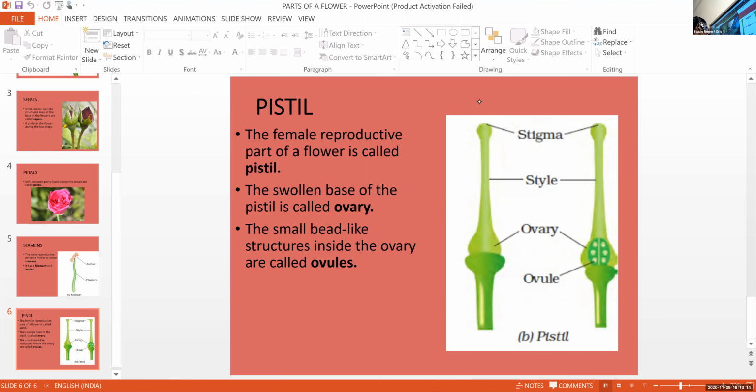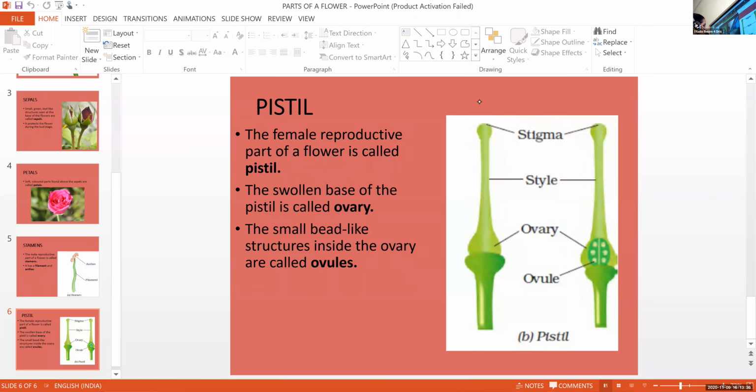Then you have a swollen part at the lower part. Can you see that? Yes, ma'am. A swollen part, and that is called the ovary. What is it called? Ovary.